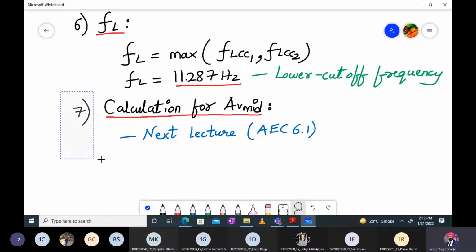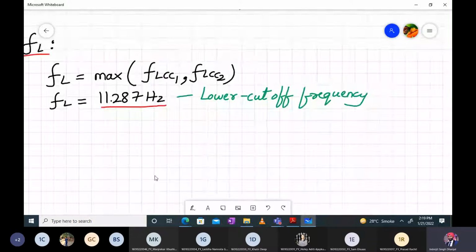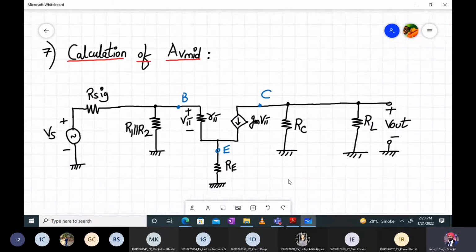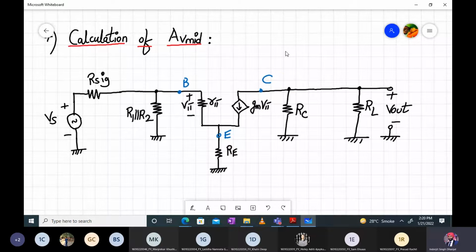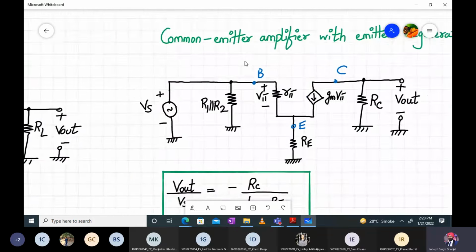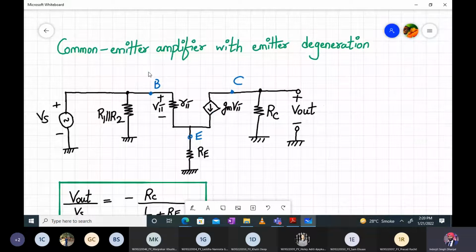So let me cut this part. Actually, I've already prepared that on the other one. Yeah. So let's start with today's.